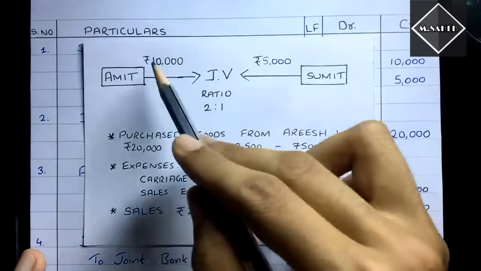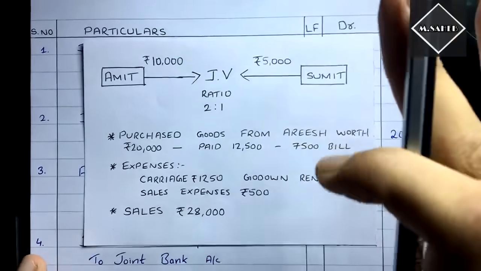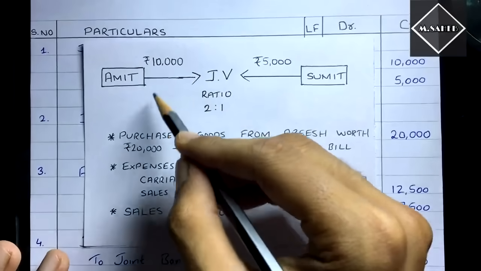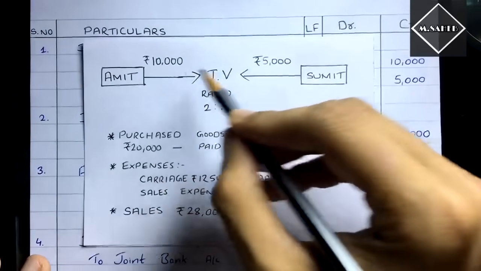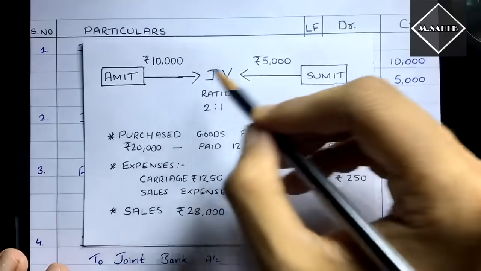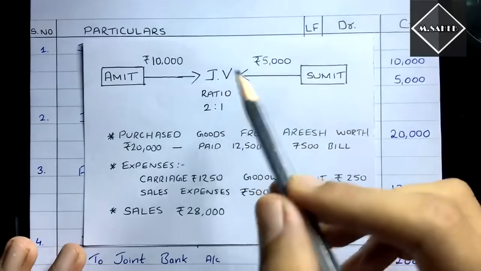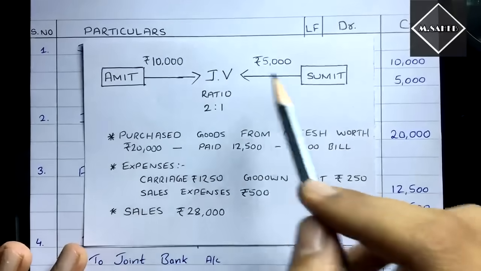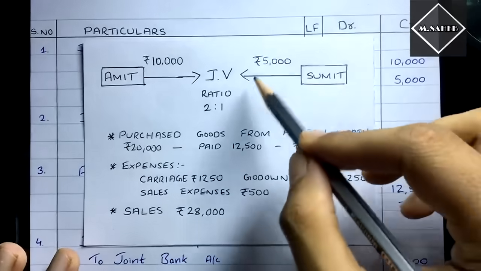So in total 15,000 cash is coming into the joint venture. Now where would this money go? Of course this money will go to the bank account of the joint venture, which is called joint bank account. So joint bank account is increasing by 15,000, isn't it? And what is the other effect of this transaction? The contribution is made by Amit and Sumit, so the capital accounts of Amit and Sumit are also increasing.